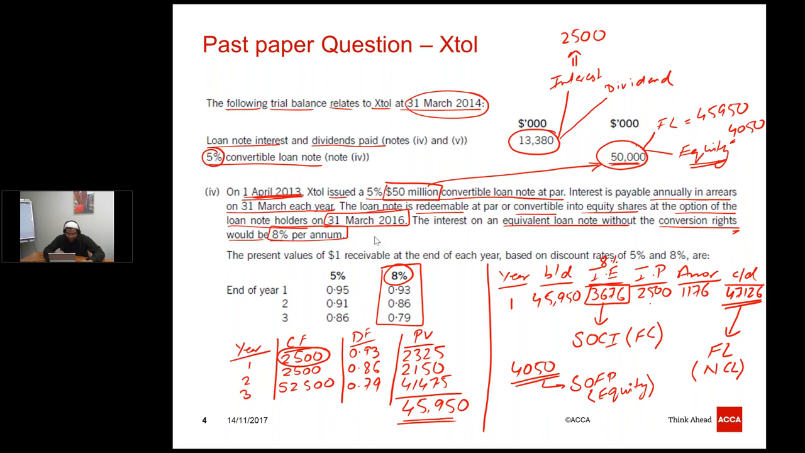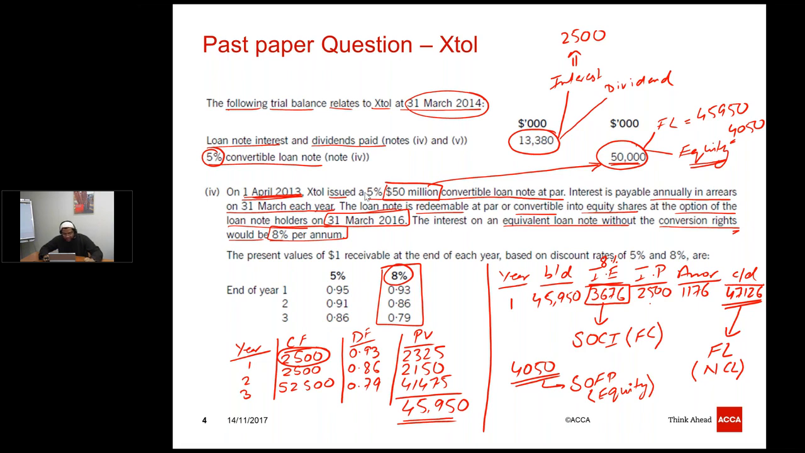Harsh is asking, what is SOCI? Harsh, SOCI is the statement of comprehensive income. So you can say P&L, you can say income statement, you can say SOCI, you can say statement of comprehensive income. All the words are mainly the same.